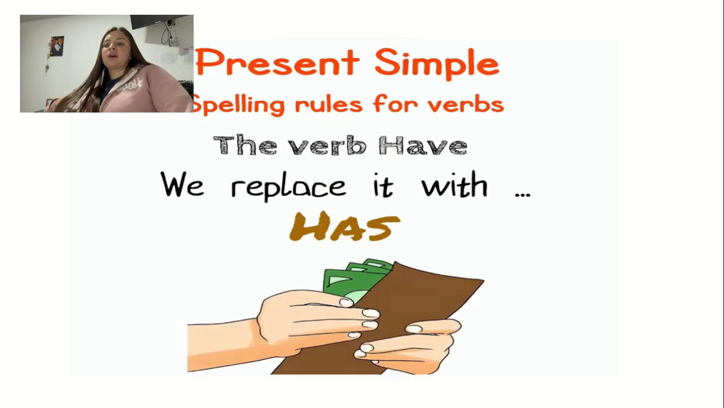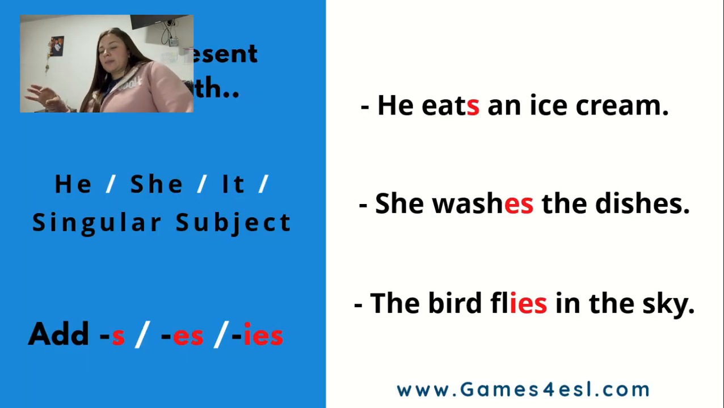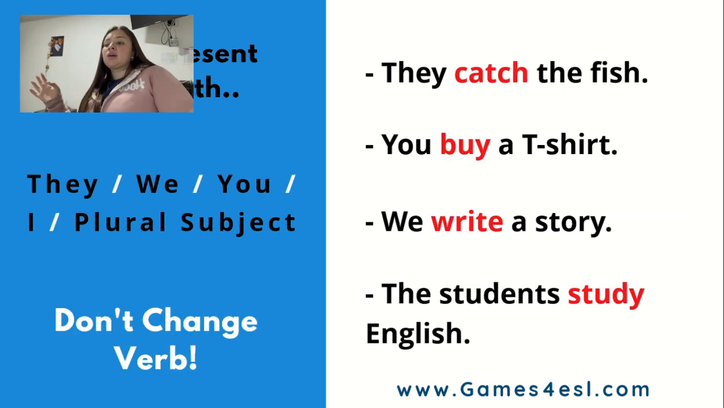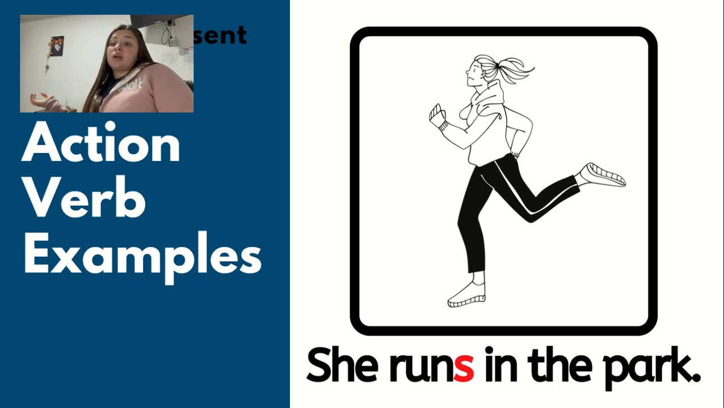Okay, so in this part we have a summary of the simple present. With I, we, they, you, that is plural subjects, we don't change or add anything in the verb, and it's the same. And in this part, obviously, I'm going to share with the students a lot of different examples.